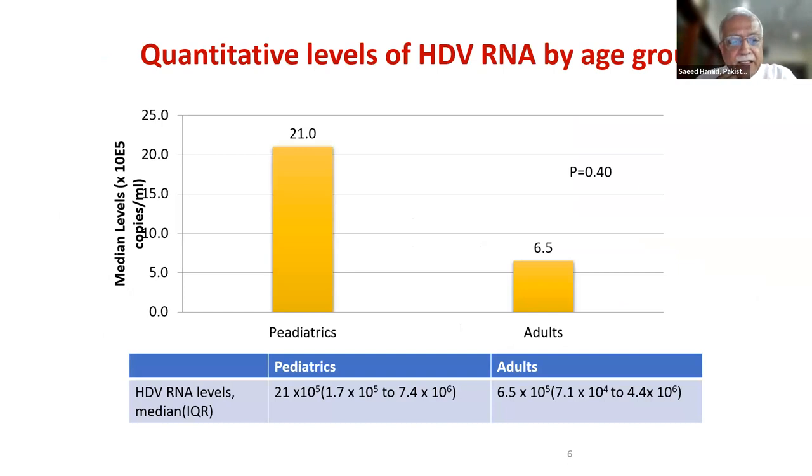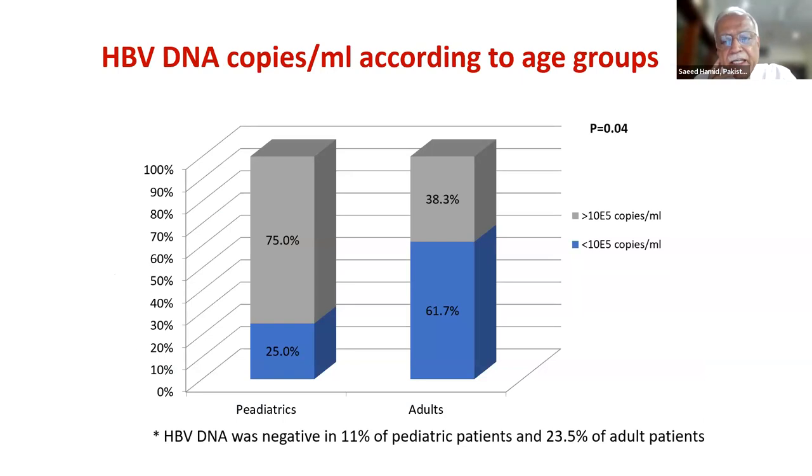So what was happening in these pediatric populations? Why were they getting more severe fibrosis? We believe it was probably because the HBV DNA levels were higher, not significantly, but certainly higher as compared to the adults, as you can see on the slide. Also, a larger proportion of these kids had higher HBV DNA levels, greater than 10 to the 5 in 75% of these children and adolescents, which means that both viruses were replicating actively and probably contributing to the fibrosis.